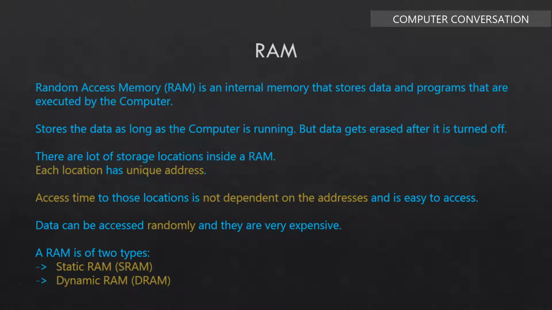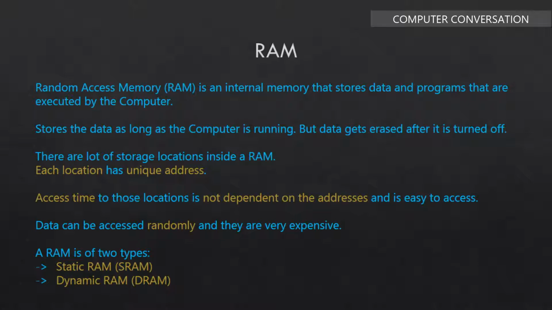A random access memory or RAM is an internal memory that stores data and programs that are executed by the computer. It stores the data as long as the computer is running, but data gets erased after it is turned off. There are a lot of storage locations inside a RAM. Each location has a unique address. Access time to those locations is not dependent on the addresses and is easy. Data can be accessed randomly and they are very expensive.